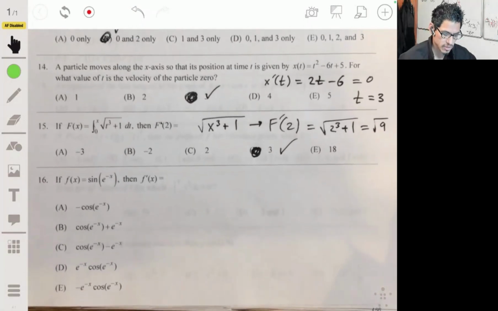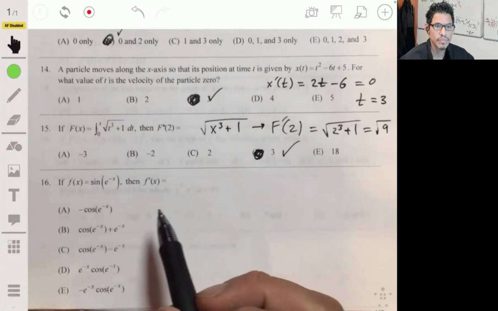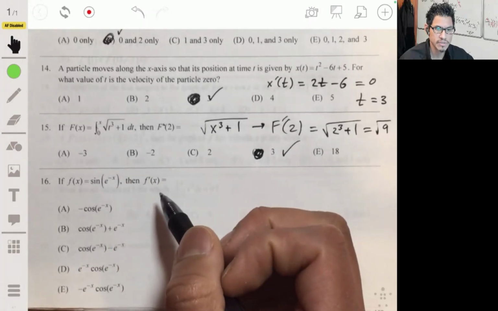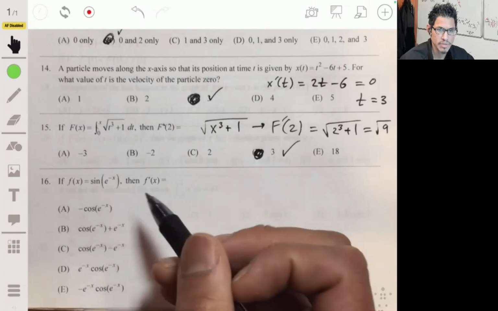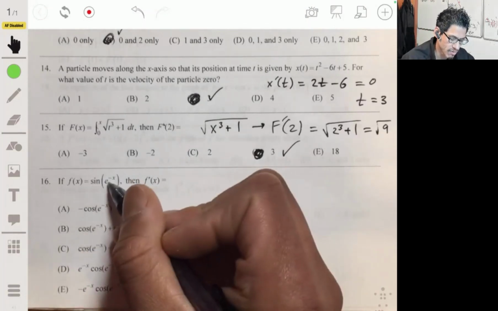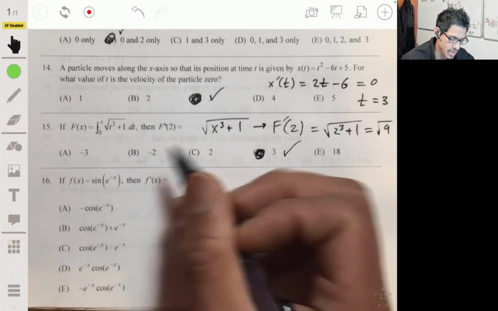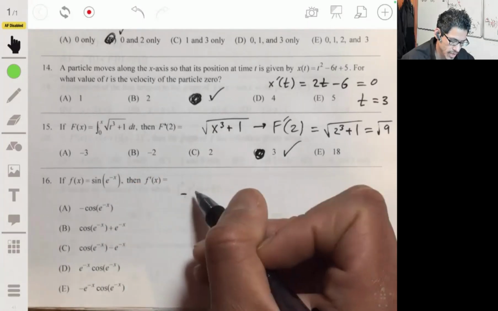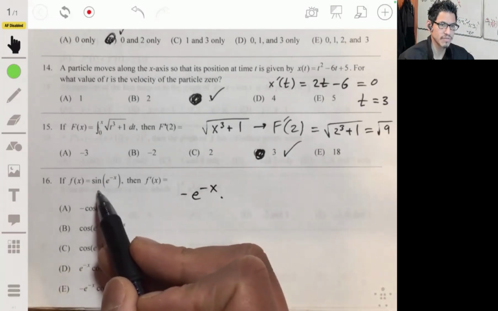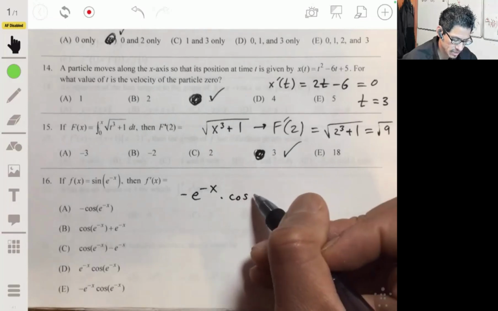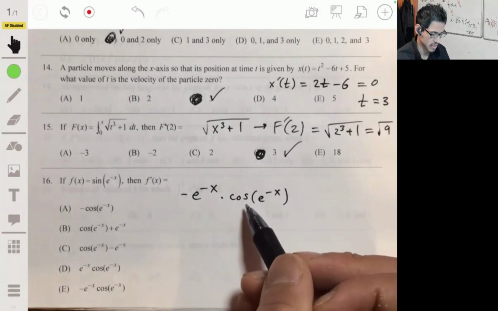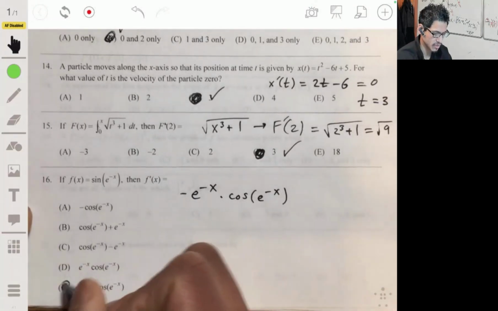All right, problem 16. We have if f of x equals the sine of e to the negative x, then f prime of x is... So for this, you just have to remember the chain rule. We take the derivative of the inside and multiply by the derivative of the outside. The derivative of e to the negative x is negative e to the negative x, and the derivative of the sine function is the cosine function. So that times the cosine of e to the negative x. And then that's just going to be E.